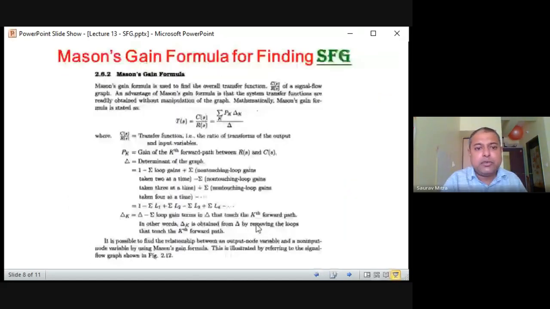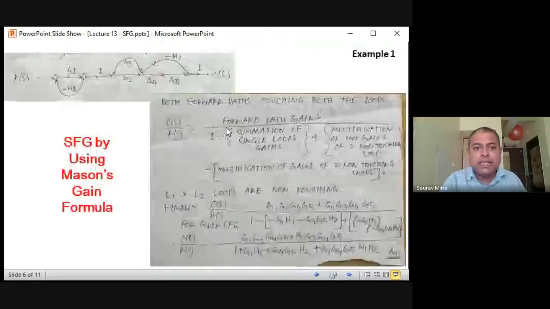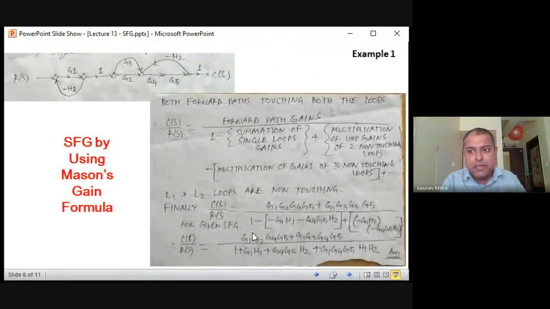So in Mason's gain formula, I told you I cannot explain delta to you if I don't do a numerical. So now I'm telling you what is delta. This is the most important part, look and concentrate. 1 minus, this 1 and minus is a formula, and this plus is also a formula. So 1 minus plus, they are part of the formula. Then comes the first bracket. What it says is individual loop gains. Here it is said that summation of individual loop gains.